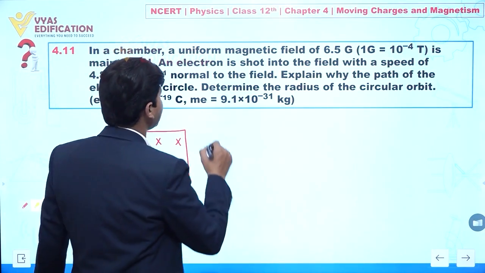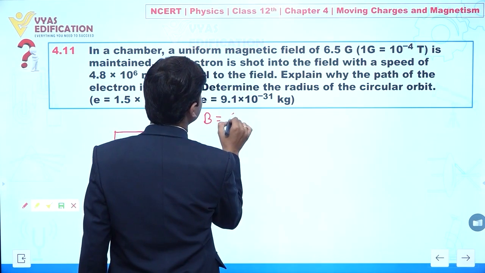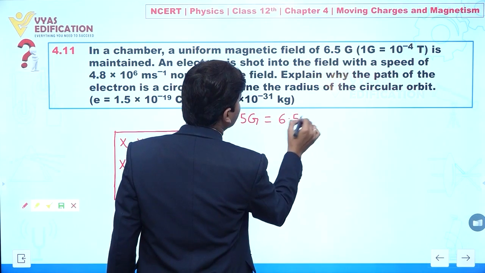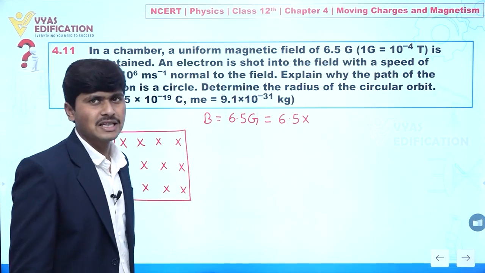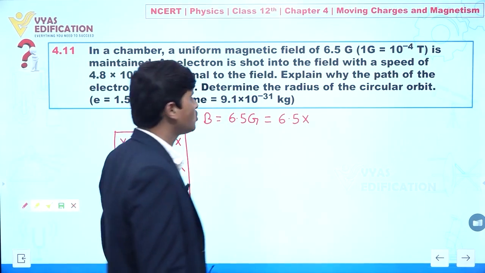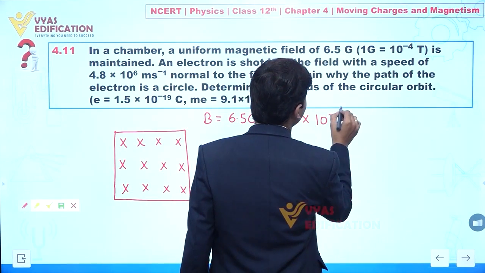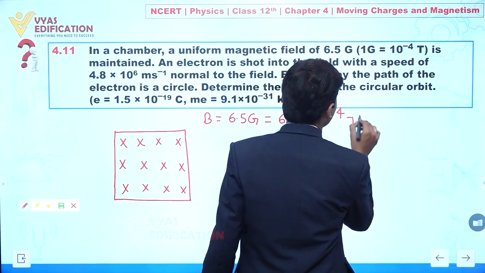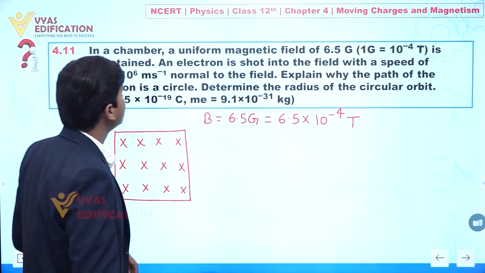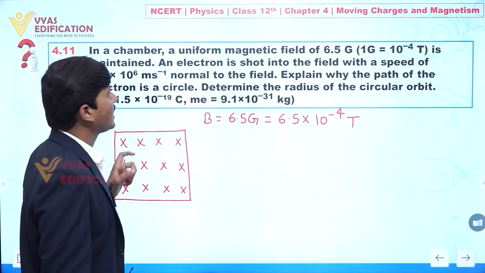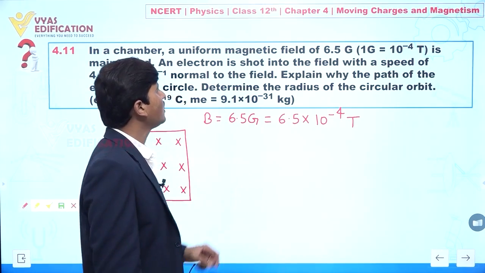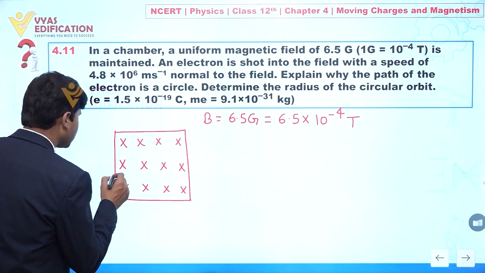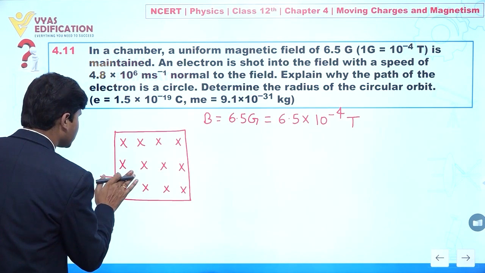And the value of the magnetic field is given to you, B equal to 6.5 Gauss. If we convert Gauss into Tesla, it should be multiplied by 10 to the power minus 4. Now we have this value in Tesla. Now, an electron is shot into the field with a speed of this one. So let's suppose I am assuming the electron is entering from this side.